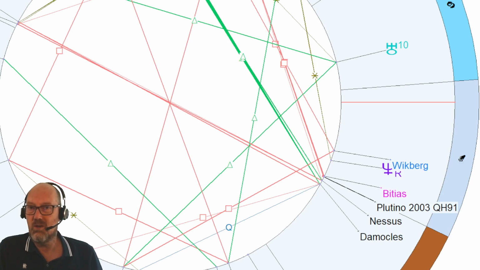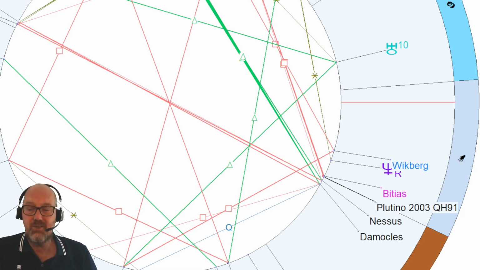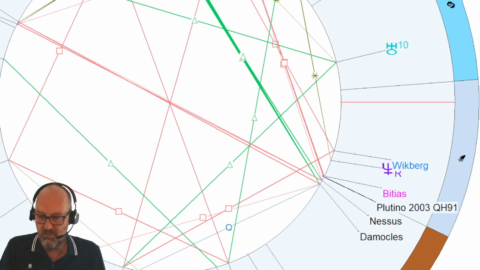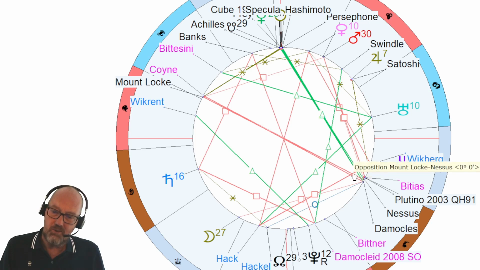And then we have Nessus here, and I told you already, this is a very important, very potent centaur. It works for Bitcoin, but it also works against Bitcoin. It works for Bitcoin in the sense of penetrating the system of central banks, but it works against Bitcoin in the case of hackers trying to steal your Bitcoin. So Nessus is in that sense a double-edged sword, but also very important in general. So you could say that, especially with this Plutino, which is spot on, and also with Nessus in the neighborhood, this is a strong activation.